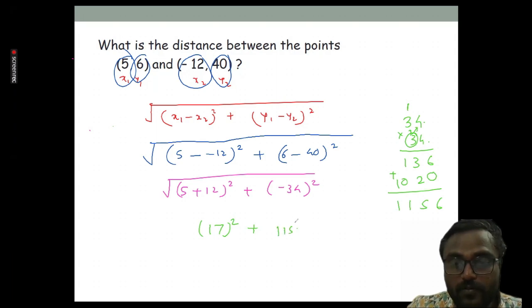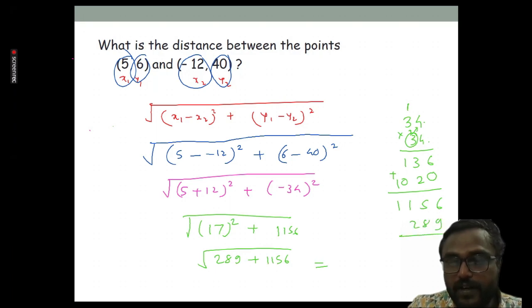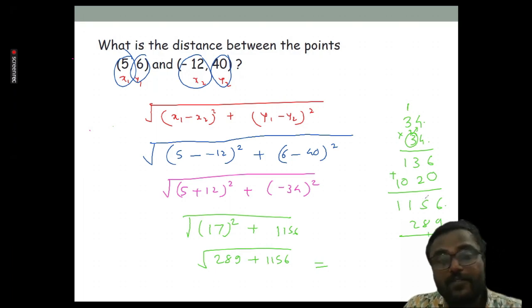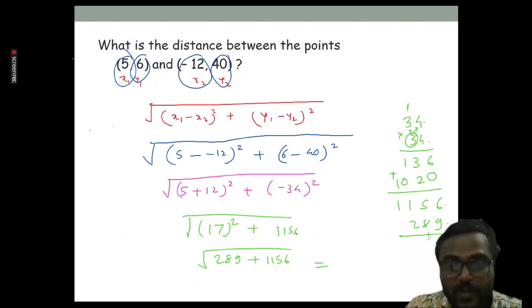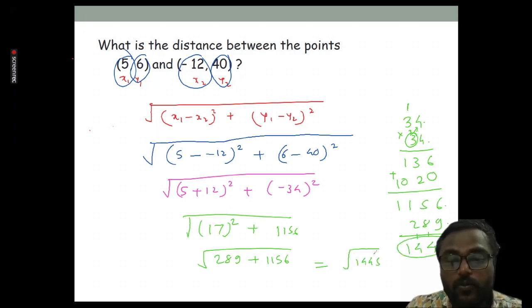So 1156 under root. And 17 times 17 is 289, plus 1156. I will just add these two numbers. So 289. 6 plus 9 is 15. Carry the 1 over. 5 plus 8 is 13 plus 1 is 14. Carry the 1 over. 1 plus 2 plus 1 is 4. And here we have under root 1445.